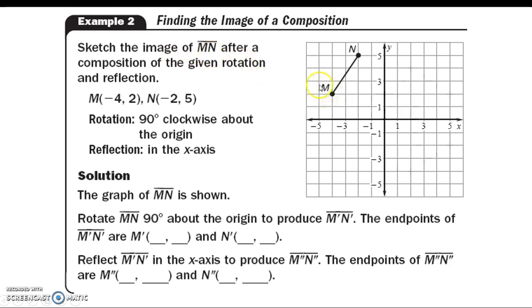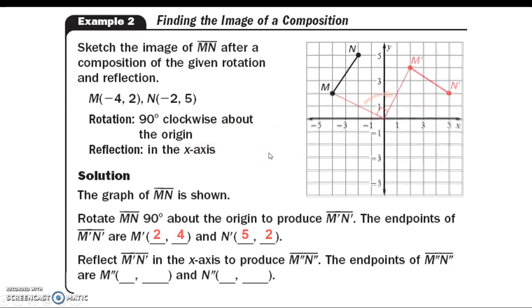So here's a line MN after a given rotation and a reflection. So we're going to rotate it, and then we're going to reflect it. We're going to rotate it 90 degrees clockwise about the origin. So we're going to rotate it 90 degrees this way, and this is going to give us M prime and N prime.